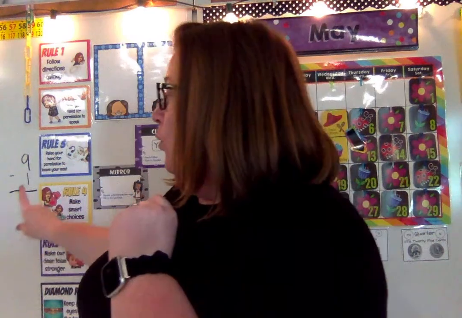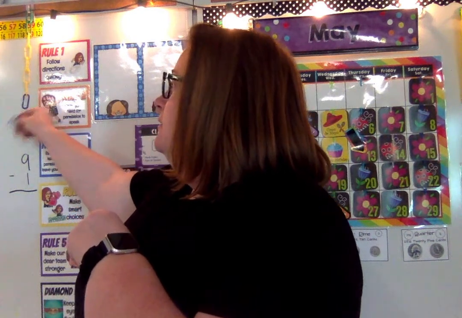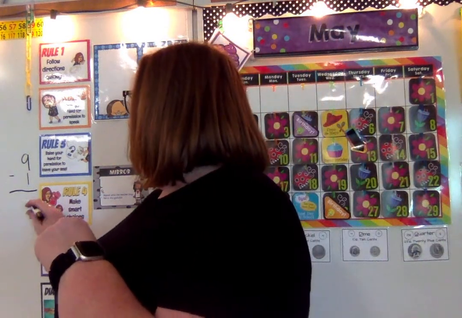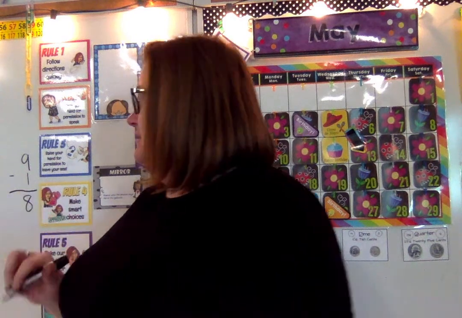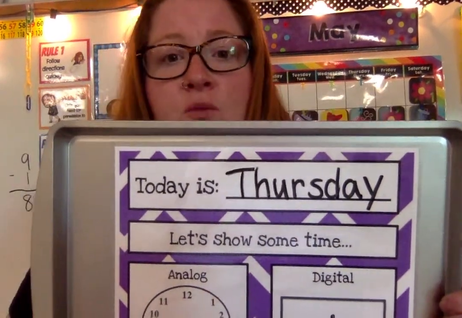When we take one away, 9 take away 1, we're finding that difference. It does equal 8. 9 take away 1 equals 8. Only 8 more days. But let's not tarry on that. We must move on and use our time wisely.